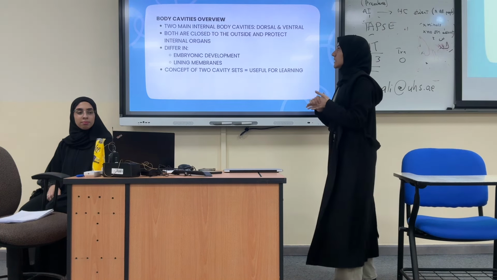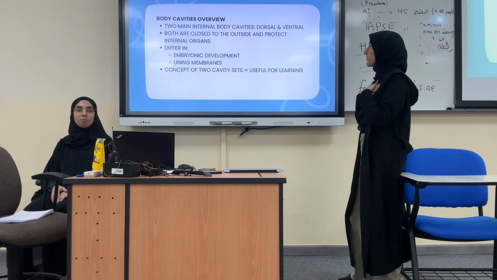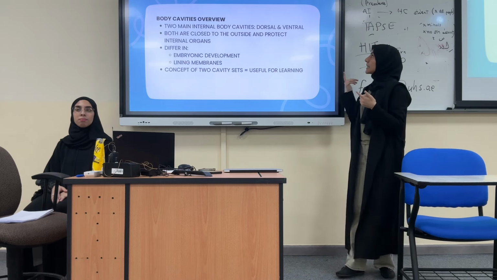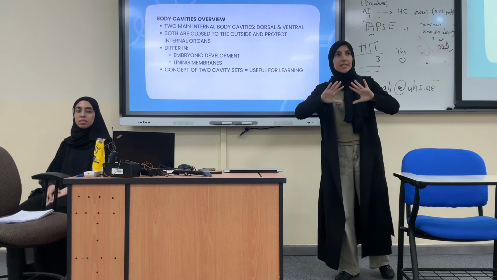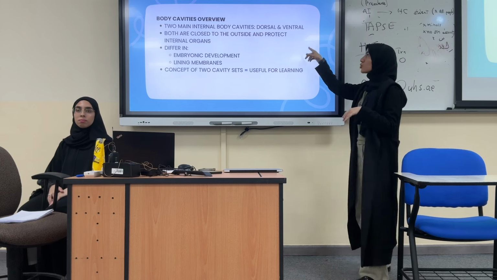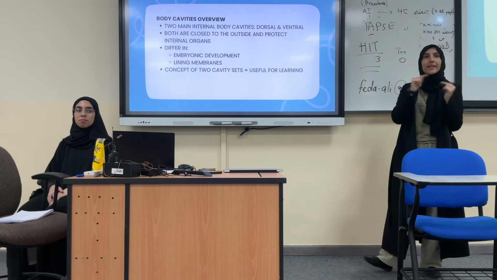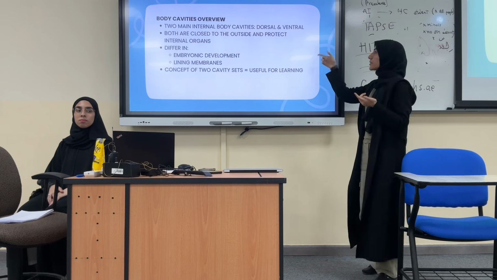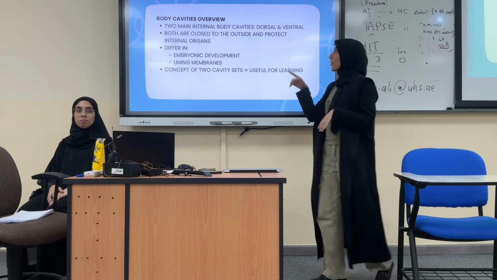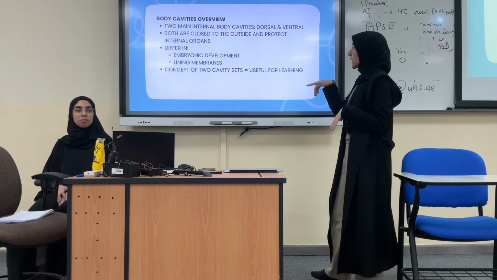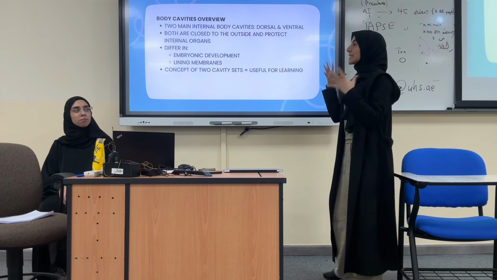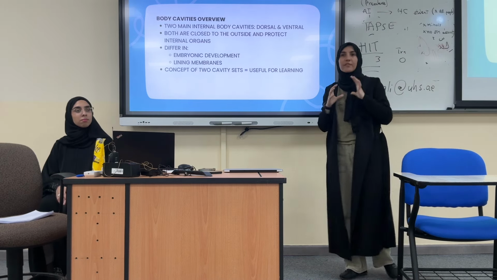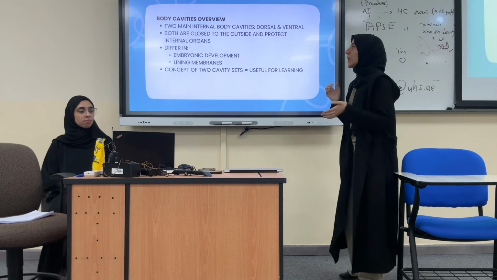Okay, body cavities. We have two main internal body cavities. The dorsal, which is at the back, and the ventral, which is more anterior. These are also two other words for anterior and posterior. Dorsal is for posterior and ventral is for anterior. Both are close to the outside and protect the internal organs. The dorsal body cavity is for the brain and the spinal cord. The ventral body cavity is for the abdominal organs.